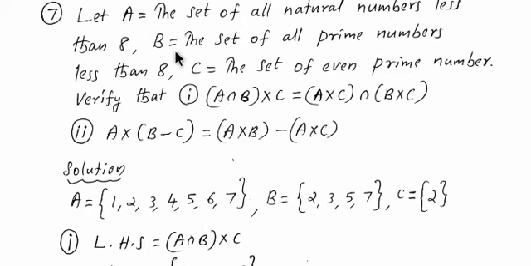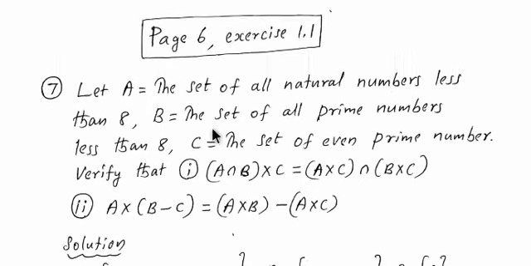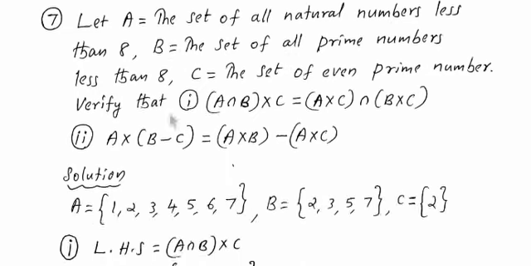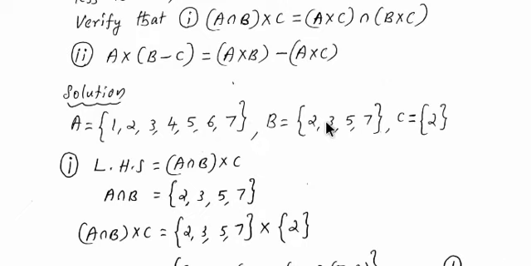Then B. What is B? B is the set of all prime numbers less than 8. We know that the first prime number is 2. Therefore, we can take 2, 3, 5, 7, etc. But less than 8 is given. Therefore, B is equal to 2, 3, 5, 7. These are the prime numbers less than 8.